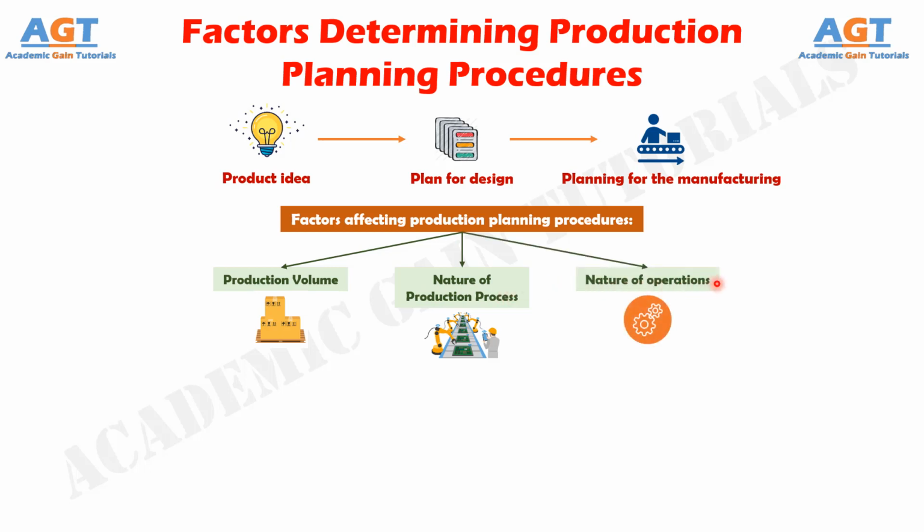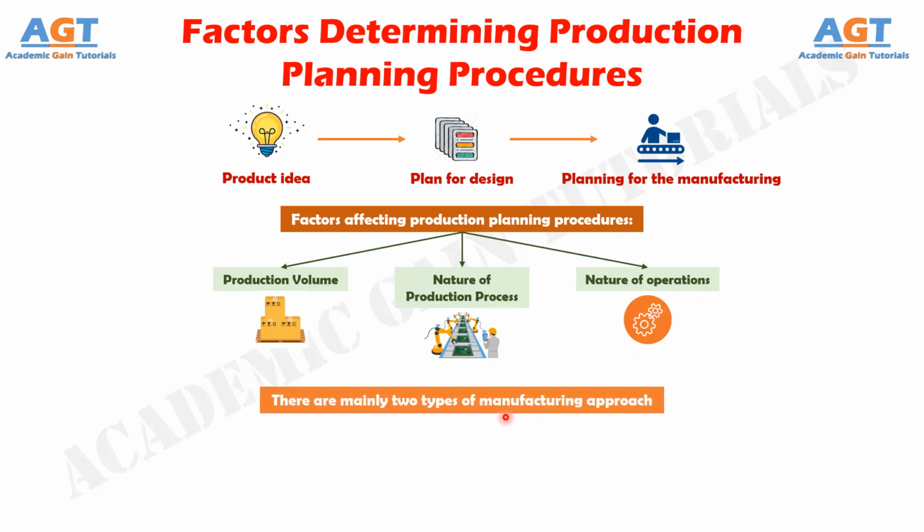Nature of operations. Nature of required operations is again very significant parameter that determines the scope of production planning in any organization. For example, in continuous production of any single standardized product that is characterized by repetitive operations, detailed production planning is required. There are mainly two types of manufacturing approach.